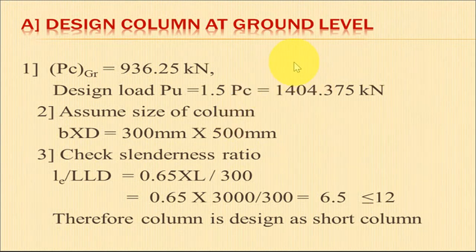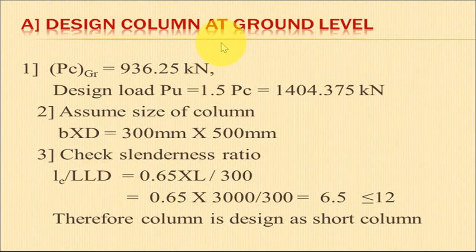Now we have to design the column at the ground level. Now the ground level load is 936.25. You can take the design load as 1.5, that is the partial safety factor, into Pc. That's why it is 1404.375 kilonewton. Assume the size of the column, that is B by D is equal to 300 by 500. Then check the slenderness ratio, LE divided by least lateral dimension.